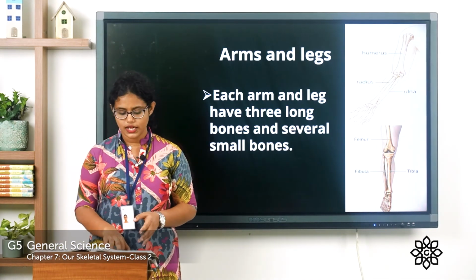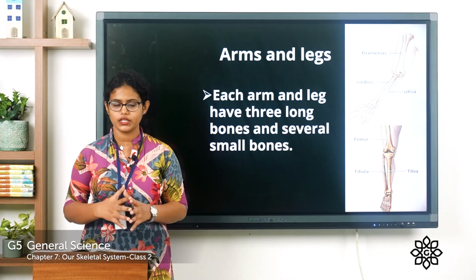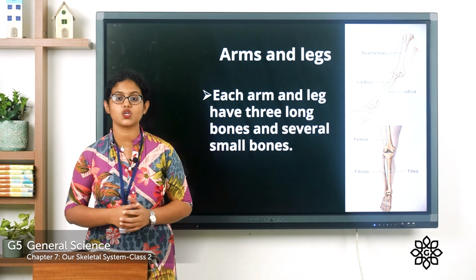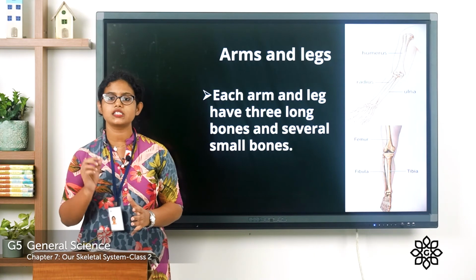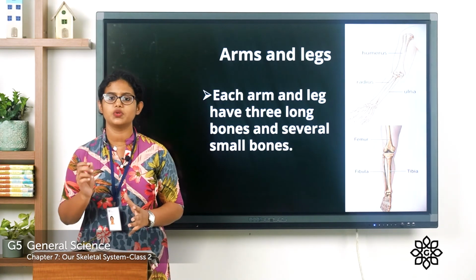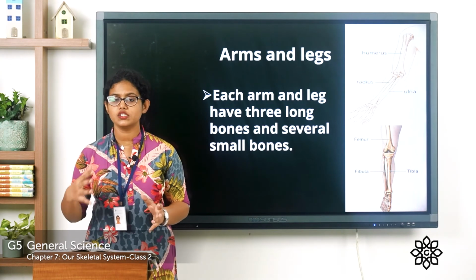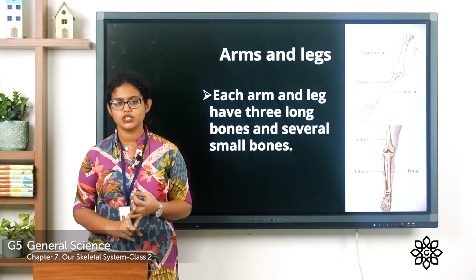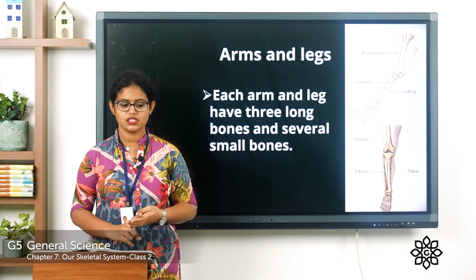The thigh bone, called the femur, is the longest bone in our body. Do you know which is the smallest bone in our body? It is called the stirrup. It is in the ear. It is as small as a rice grain, which means it is very small. So these are the different parts of the human skeleton: the skull, the vertebral column, the rib cage, then arms and legs.